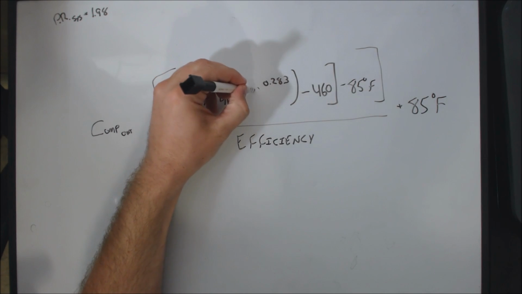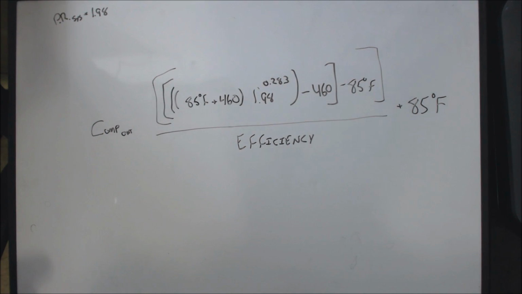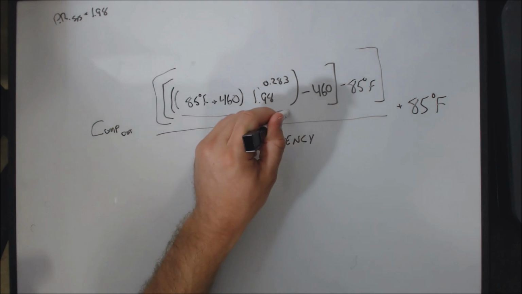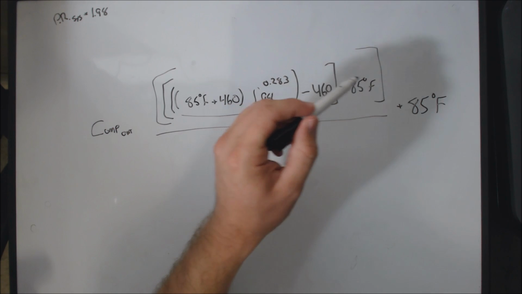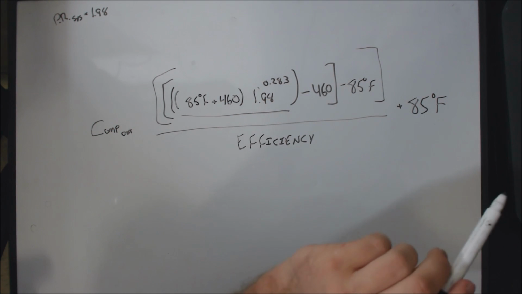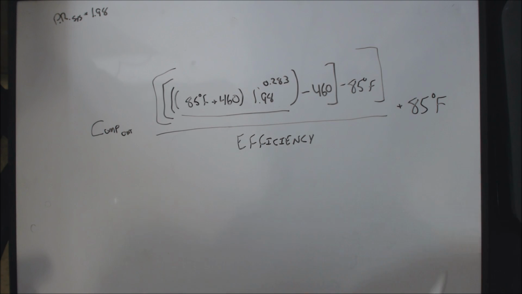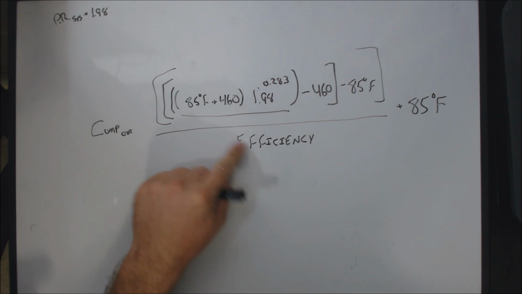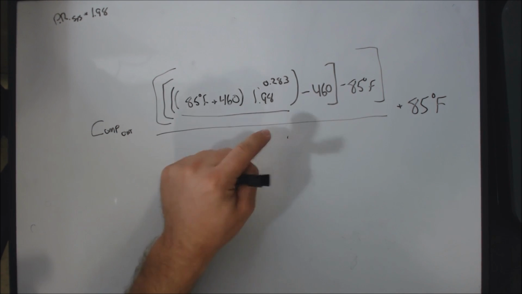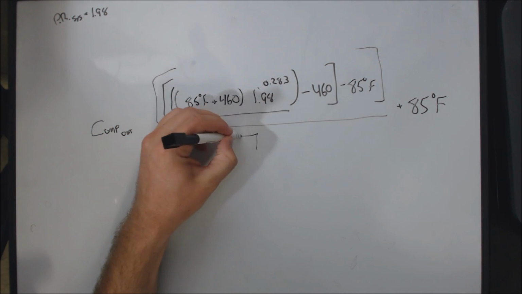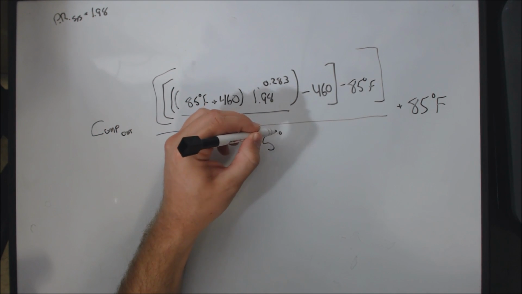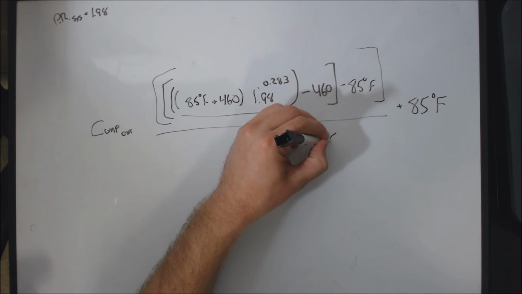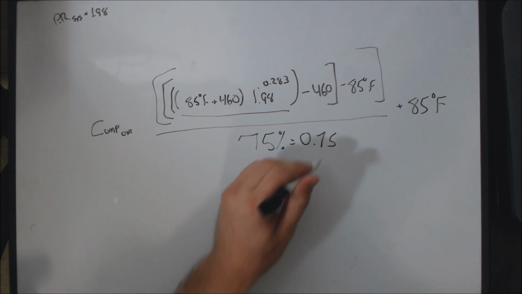In that case, it's going to be 1.98. And now, all I do is I solve this part first, and then I say minus 460 minus 85, and then I divide by efficiency and add 85. What is this efficiency? This is the efficiency of my compressor. I can assume that my compressor for my application is 75% efficient. Once again, that's a turbo-specific number depending on what compressor you decide to go with. And when I do the math, it'll be 0.75, of course. That's how we compute percents.